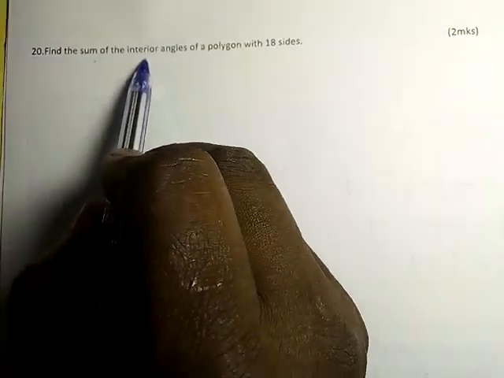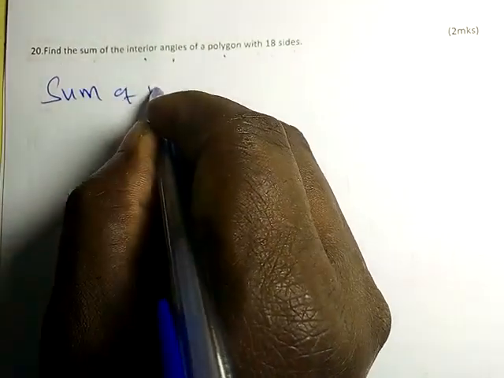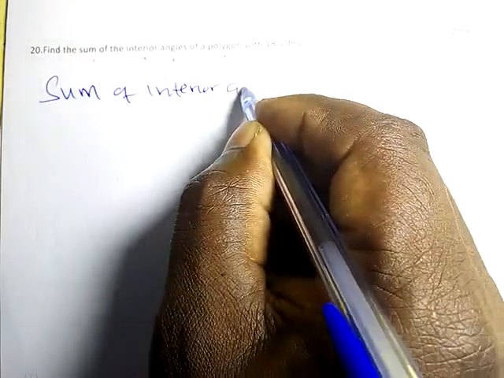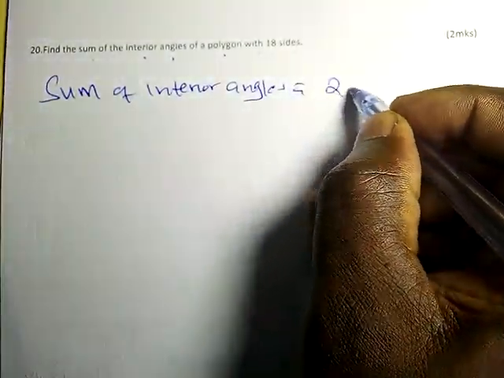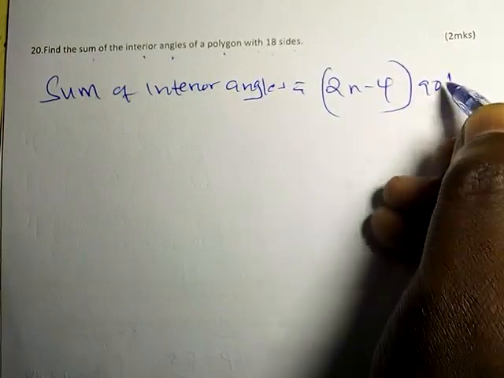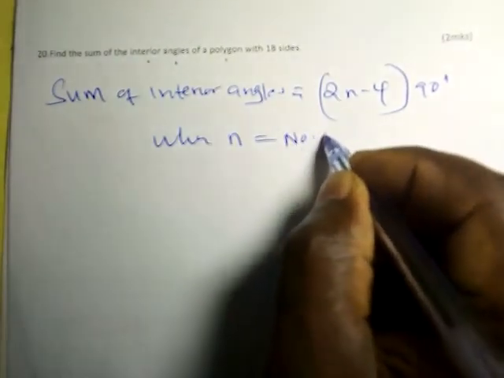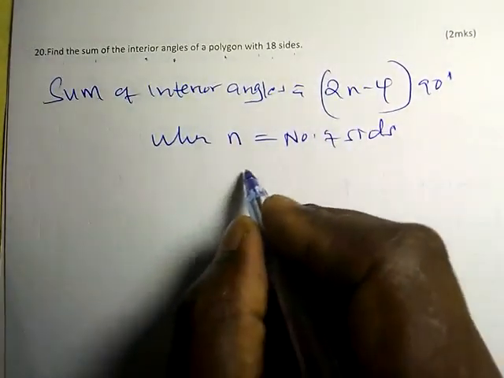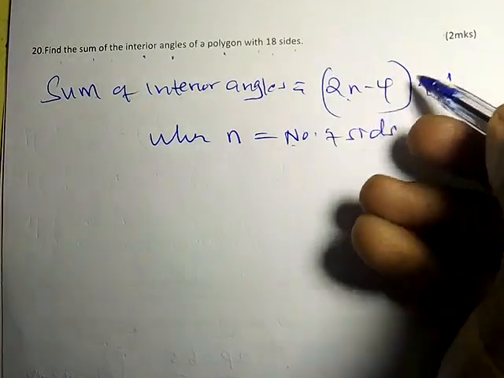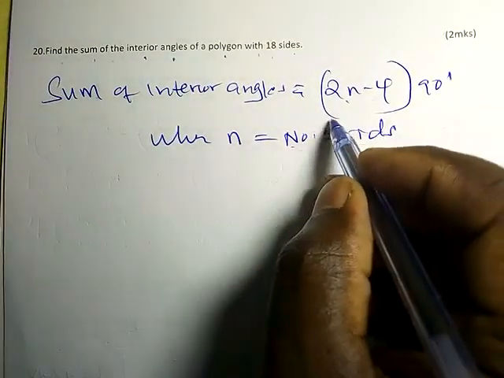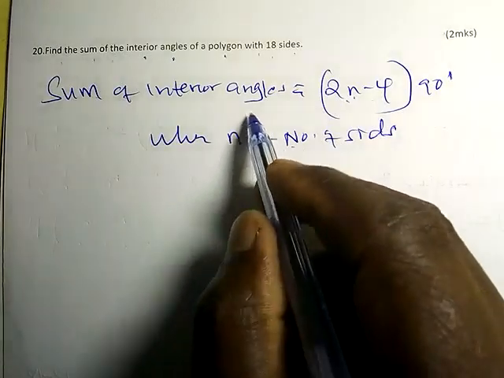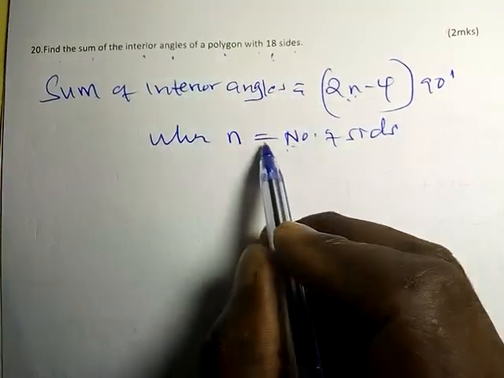Find the sum of the interior angles of a polygon with 18 sides. But we know that the sum of interior angles is given by 2n minus 4 times 90. That's what we know, where n equals the number of sides. So if we have the number of sides, we can get the total angles very easily. Therefore, instead of n, we are going to substitute it with 18 sides. N is the number of sides.